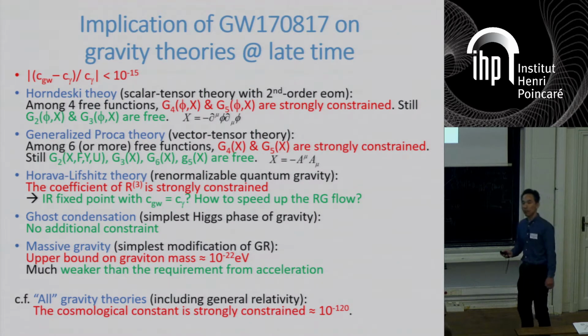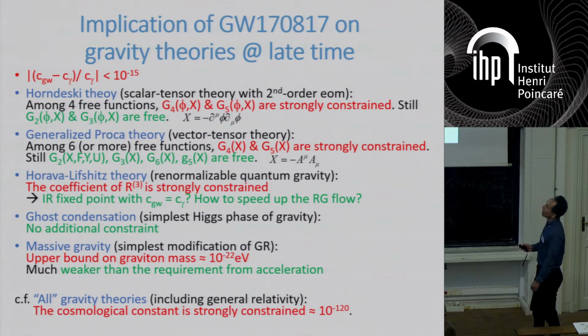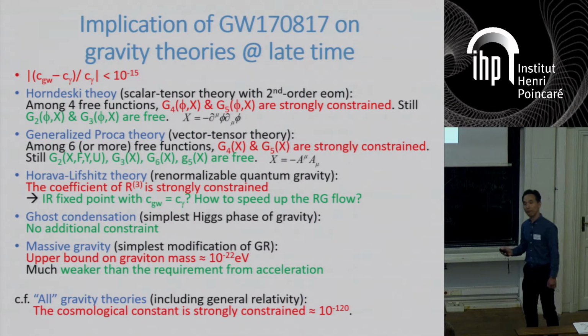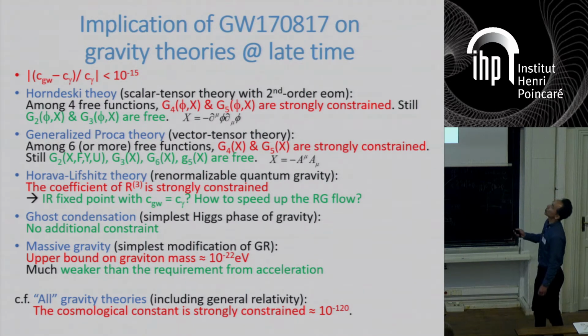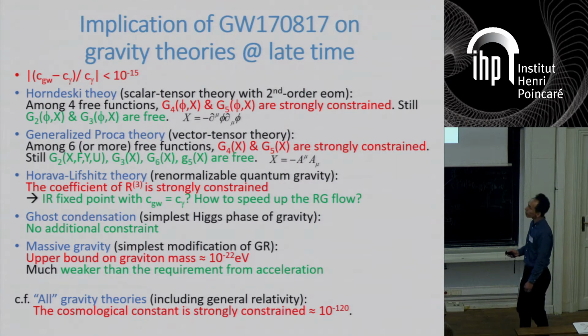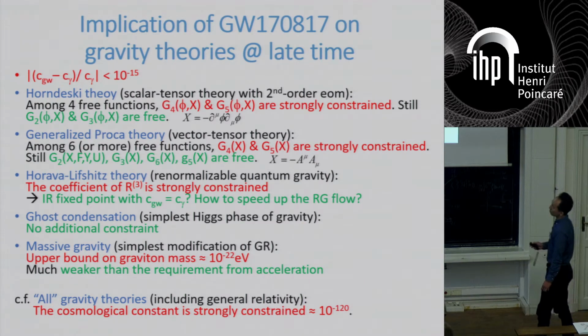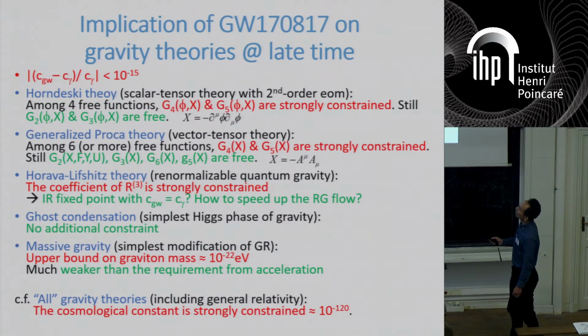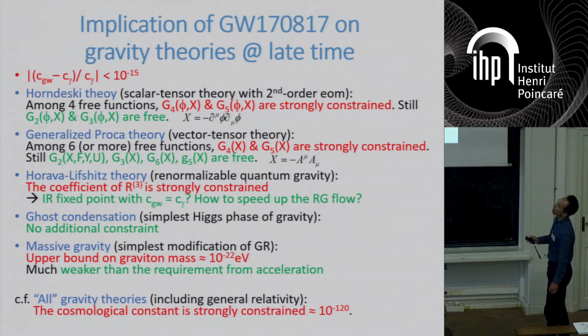Okay. So this probably means that we need to have a kind of IR fixed point where this equality holds, so that as we go down to low energy, this constraint is automatically satisfied. But if that is the case, then we need to speed up the RG flow, because typically we expect a very slow RG running, especially because gravity is weak. Okay. And also for the ghost condensate, which is the simplest Higgs phase of gravity, fortunately or unfortunately, this doesn't give us an additional constraint.